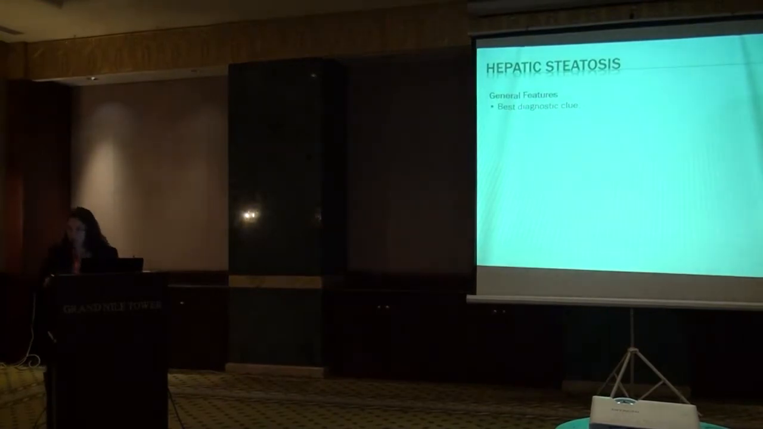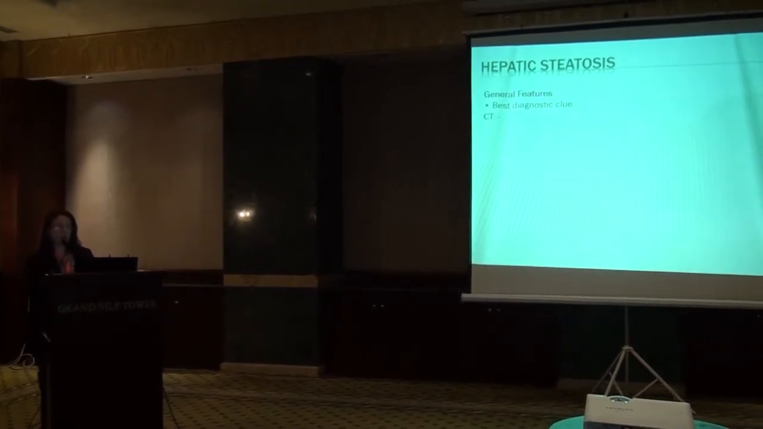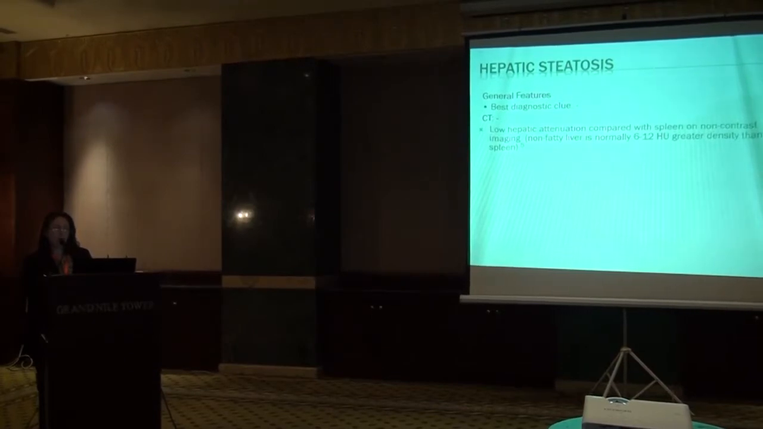We will discuss diffuse hepatic changes according to our understanding of the normal radiological picture that we have discussed in the MRI and CT. Hepatic steatosis, this is the fatty liver, this is common and we can see it every time. The best diagnostic clue on CT is low hepatic attenuation compared with the spleen on non-contrast imaging.